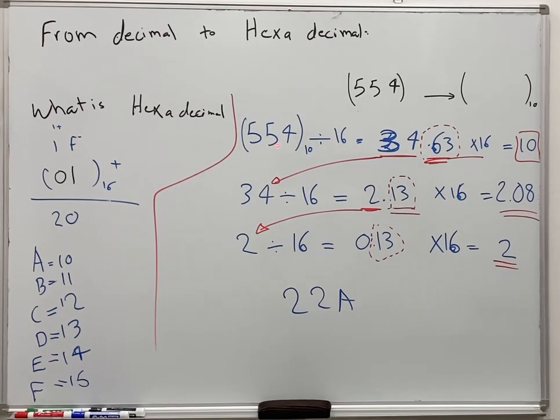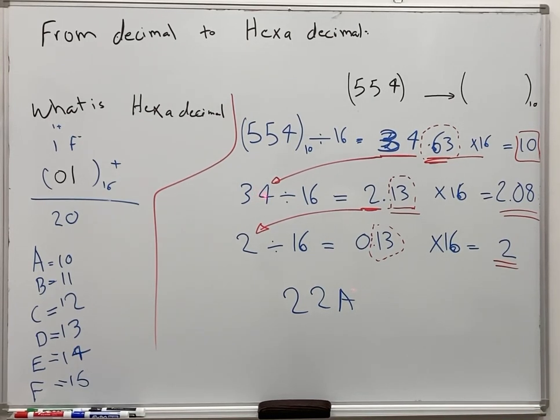Okay, so 554 divided by 16 will give you 2 kinds of numbers. It will give you a real number, which is 34, and 0.63. What we do after that, we keep this one now, and the fraction 0.63, we multiply it by 16. When you multiply 16 by 0.63, we'll get 10. Now we keep the 10 here. The whole number is 34, so we will take 34 to another process.